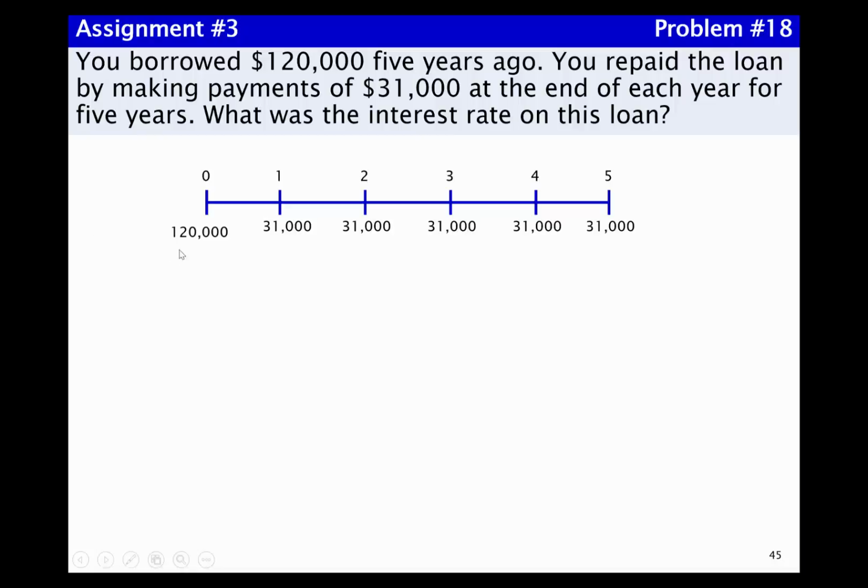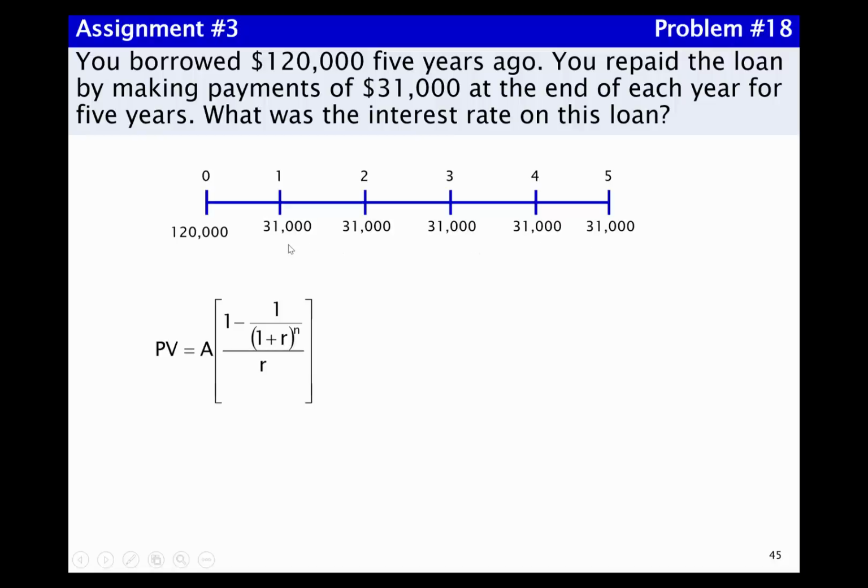So here's my time diagram. I'm going to make the 5 years ago time 0, 120,000. That's when I borrowed 120. And then I repaid it by making payments of 31,000 each year for 5 years. Make that an annuity. So again, the key is to write the appropriate time value money expression.